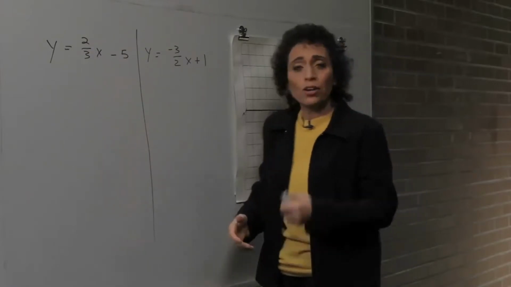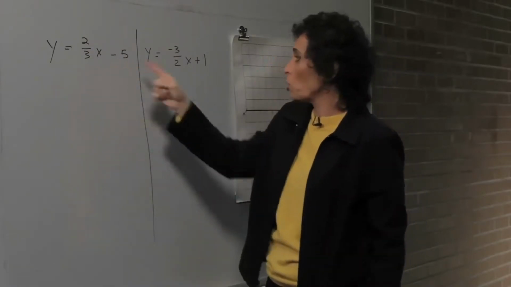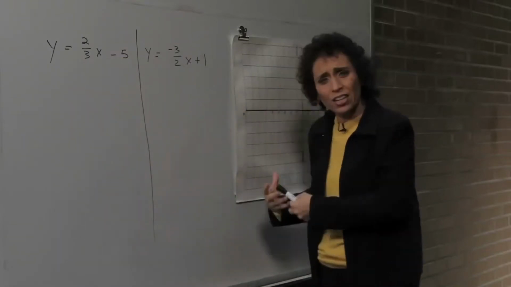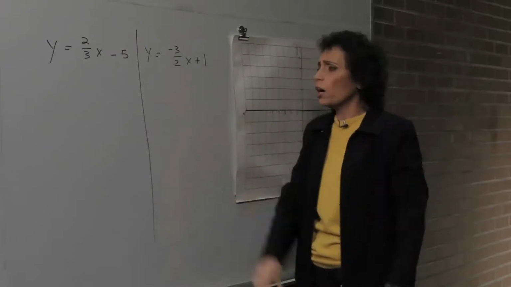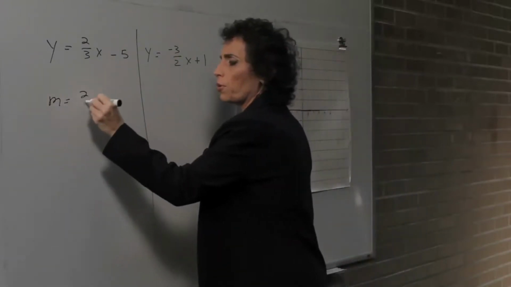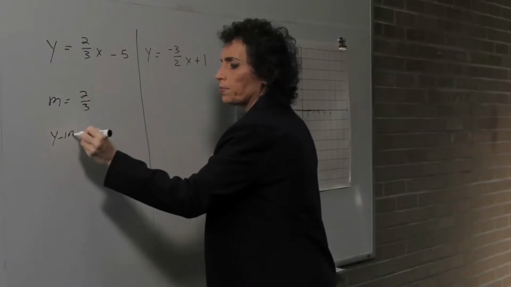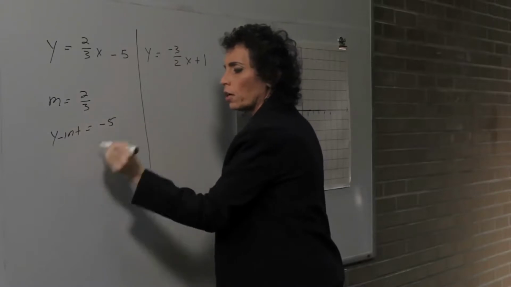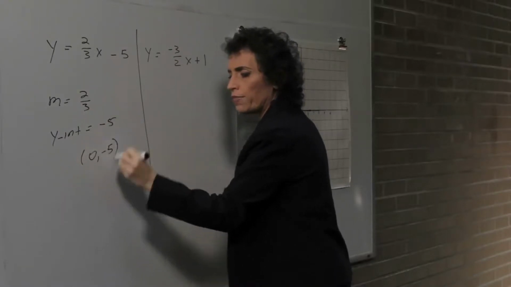I also know they're not horizontal or vertical, because the slopes are not 0. So I know a lot of things already. That's important, so that when you go to graph it, you don't get something that's weird, okay? So let's take a look at this. The slope here is 2/3. The y-intercept is -5, and that's the b, remember? So that's the point (0, -5).